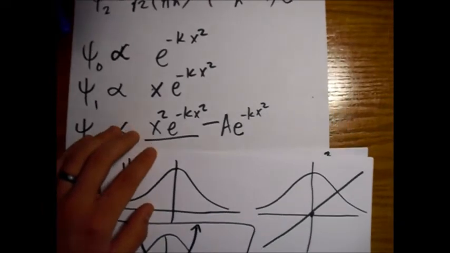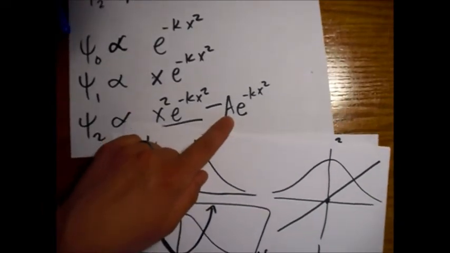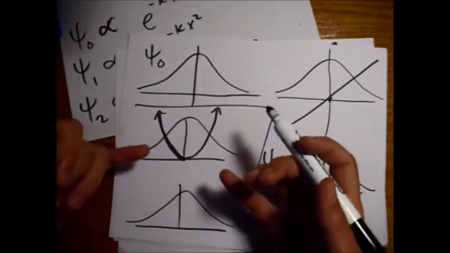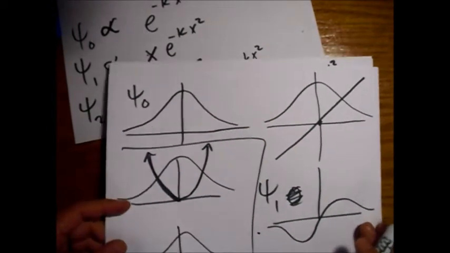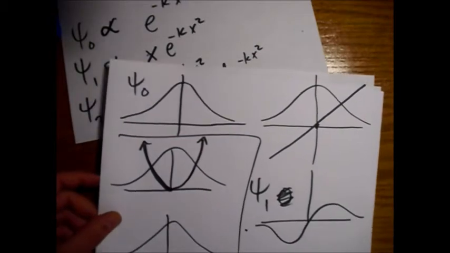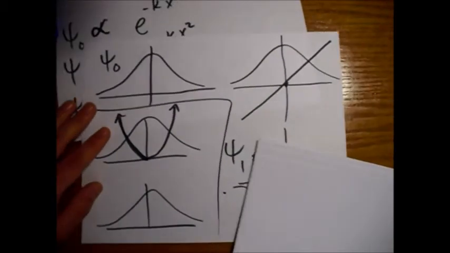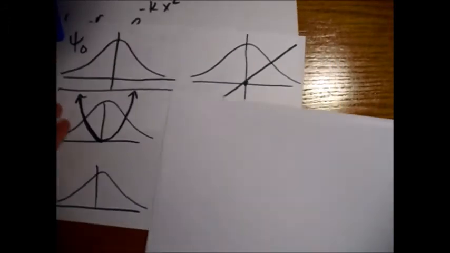And the second part is just going to be one of these, except flipped upside down. So this is all really, I guess, a convoluted way to draw this.